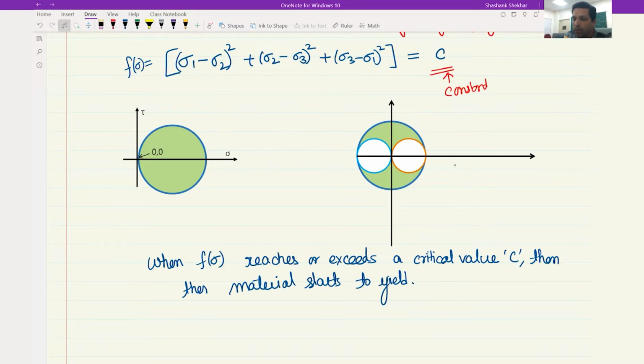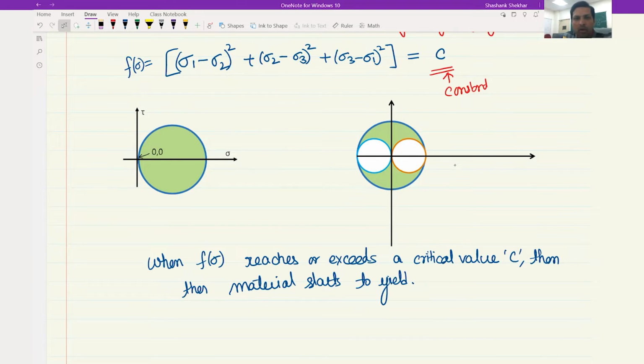Okay, so we now have a criterion, and it looks a lot simpler than we initially thought it would be. Now what we need to do is find the value of this constant C. So how do we find the value of constant C? For that, we know that this equation should be valid for all conditions, which means it should also be valid for the uniaxial tensile condition.